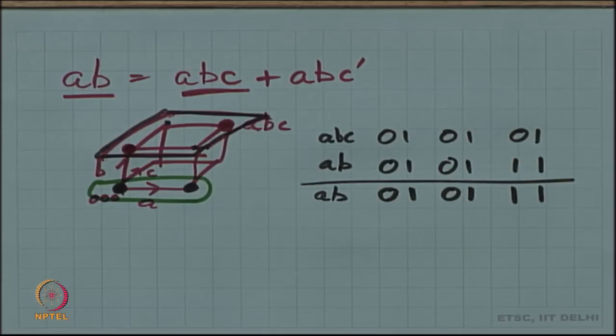This is fine, right? If there is a containment relationship between the two cubes, one is a subset of the other, the supercube is just the larger cube. That is what you would get if you just do a bitwise OR operation.